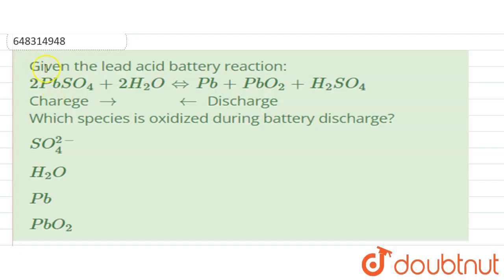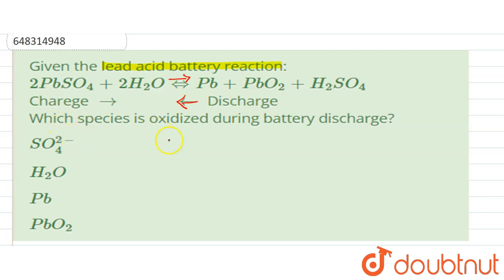Hello, students. Our question is, given the lead acid battery reaction, the reaction is 2 moles of lead sulfate plus 2H2O in equilibrium with lead plus lead oxide plus H2SO4. So here the forward reaction is the charging and the reverse reaction is the discharge.